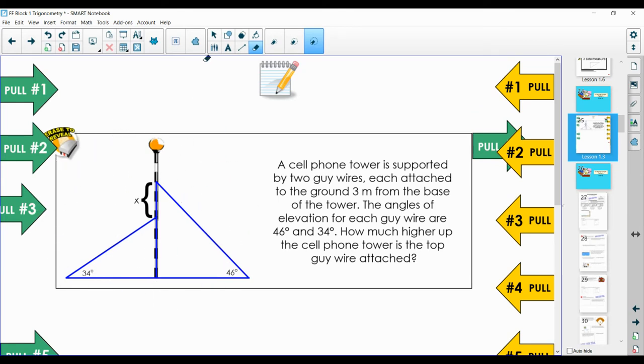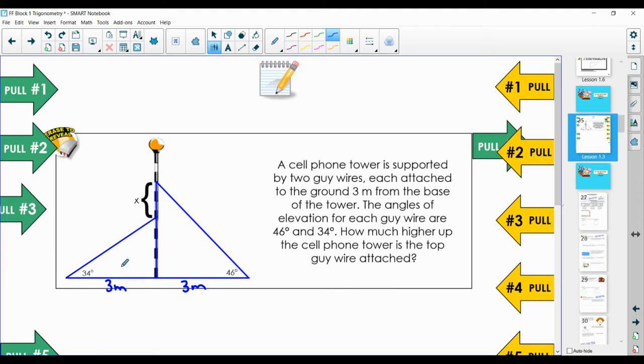This is actually going to be a lesson that we get into in a couple days where we look at two triangle problems. For this particular question, we have the cell phone tower being supported by two guy wires. Those are our diagonal blue lines. And each of those guy wires is 3 meters from the base. So this here would be 3 meters, and this here would be 3 meters. And the angles of elevation for each guy wire are 46 degrees and 34 degrees.